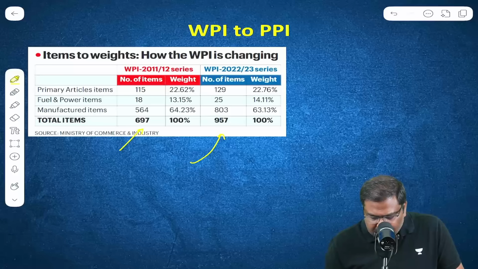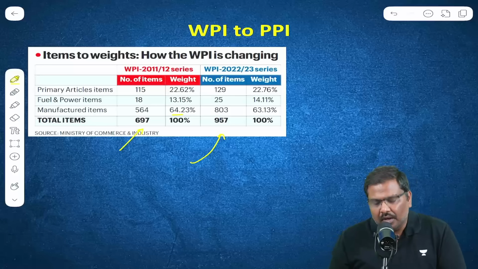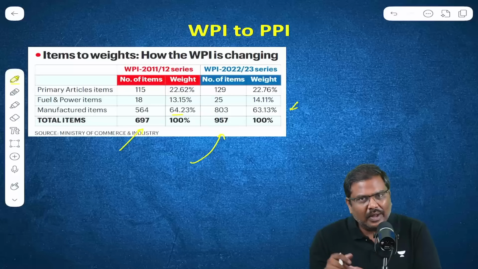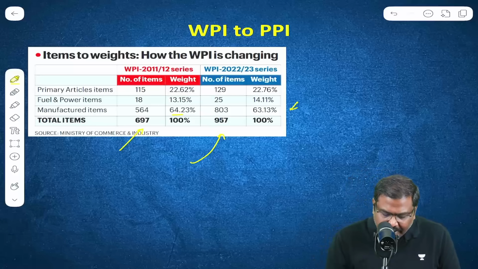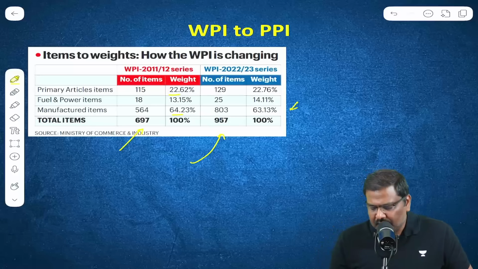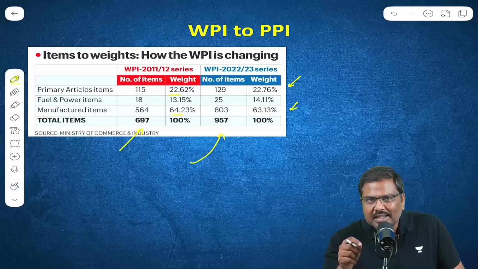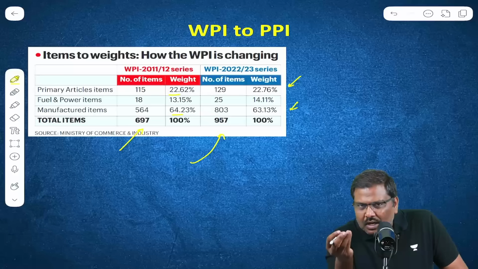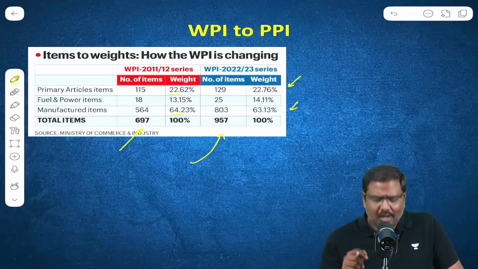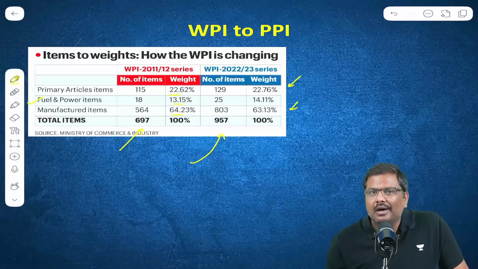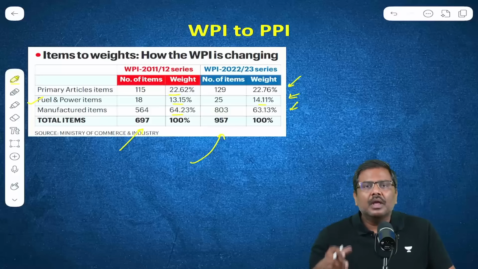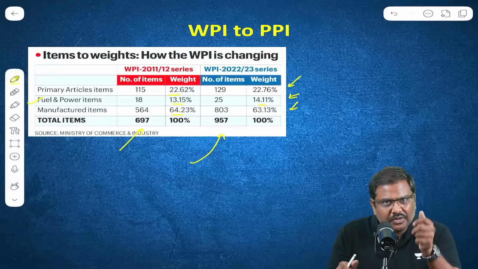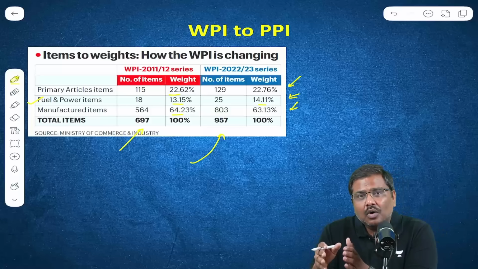The weightage that was given was 64.2% earlier. This has been reduced to 63.1%. The second major group is primary articles. Earlier, it was given a weightage of 22.6%. Now it has been changed to 22.7%. And the third, the group which has been given the lowest weightage, is basically fuel and power. Earlier, it was given the weightage of 13.1%. Now it has been increased to 14.11%.